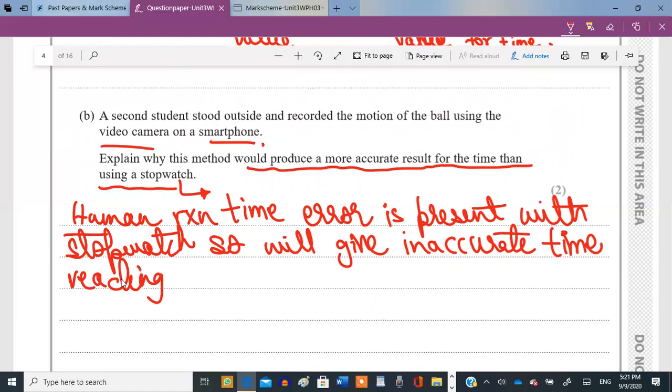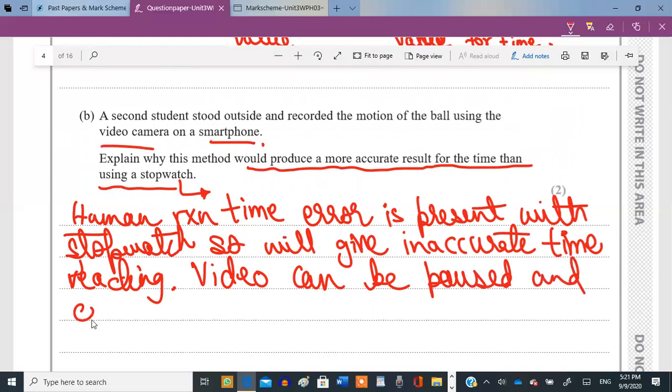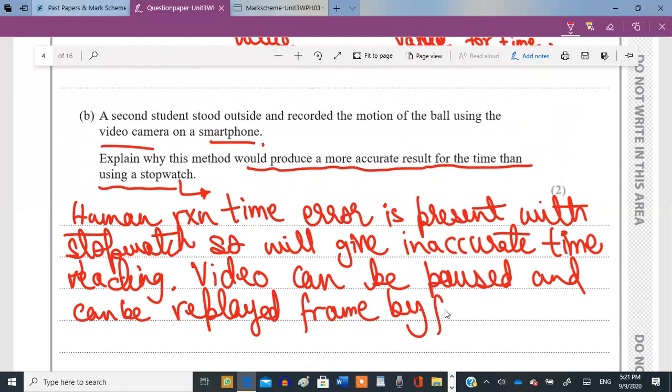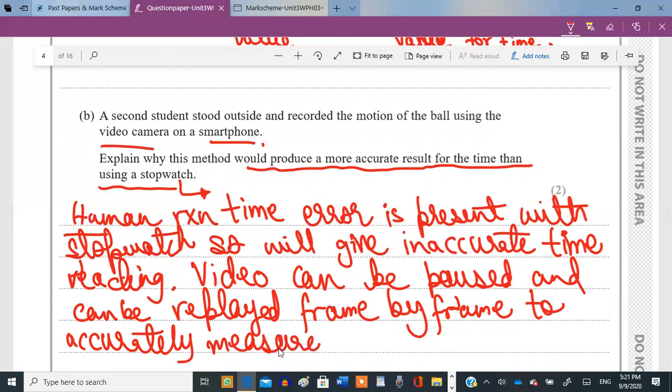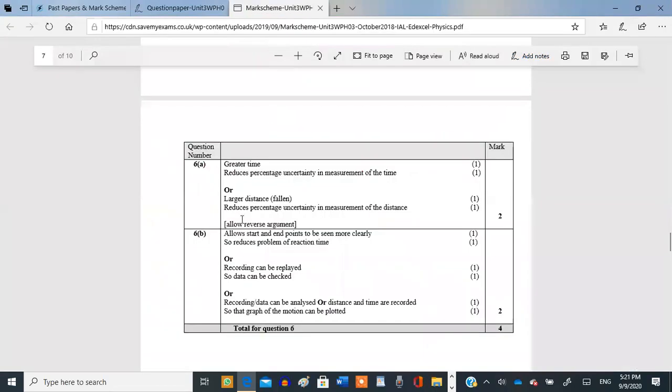Secondly, the video camera can be paused, right? The video can be paused, and can be replayed frame by frame to accurately measure the time. Well, actually not the height, accurately measure the time, okay? So it can be replayed, it can be stopped, it can be watched again and again.